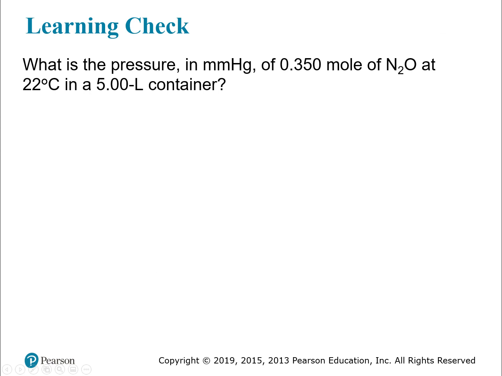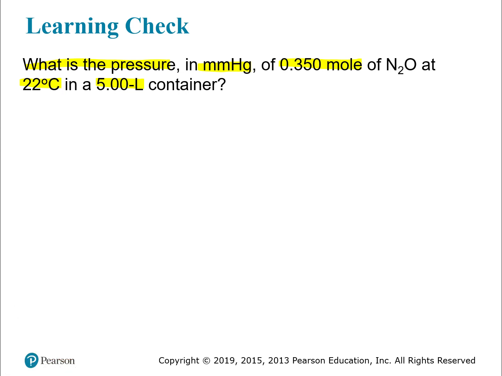Let's do a practice. Let's say that we need to figure out the pressure. I'm going to get my highlighter out here. What is the pressure? There's the question mark. In millimeters of mercury. That tells you which gas constant. Of 0.350 moles of this gas, which is laughing gas, N2O, at 22 degrees Celsius in a 5-liter container.